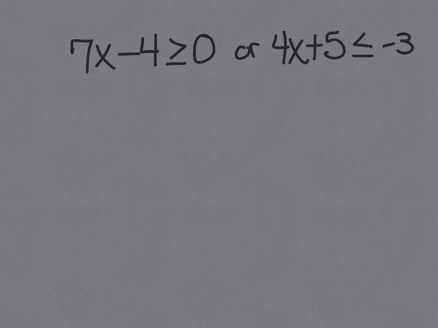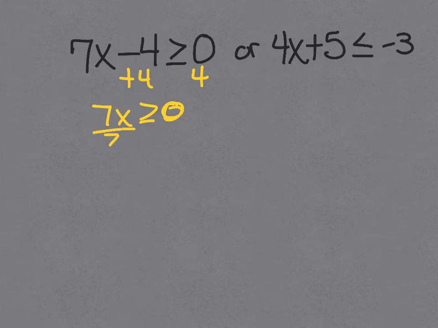All right, let's solve the first one here. We're going to add 4 to both sides, and 7x is greater than or equal to 0. Now, this doesn't mean no solution. This is a number, 0, just like 4 is a number, 0 is a number. So we're going to divide by 7, and we know 0 divided by anything is 0.